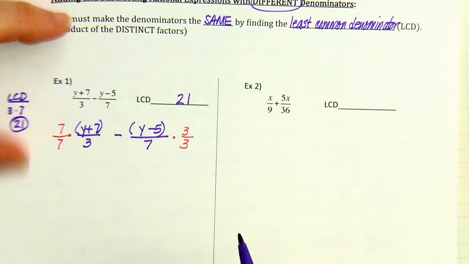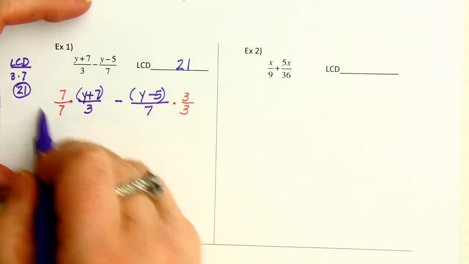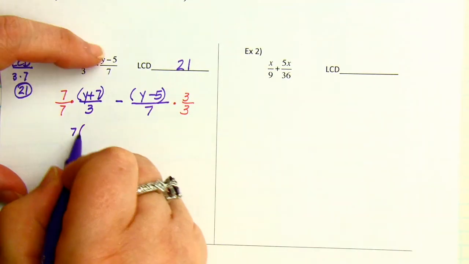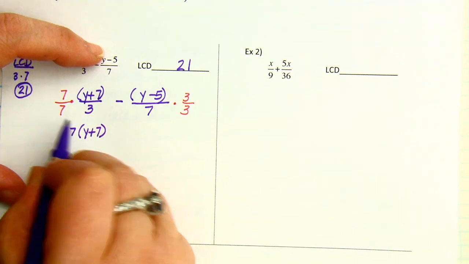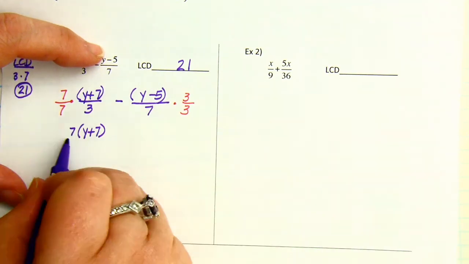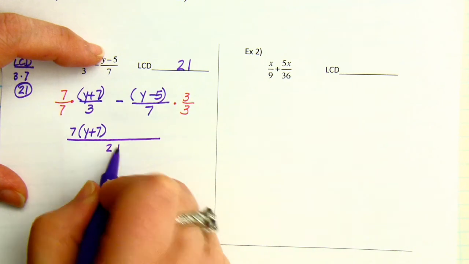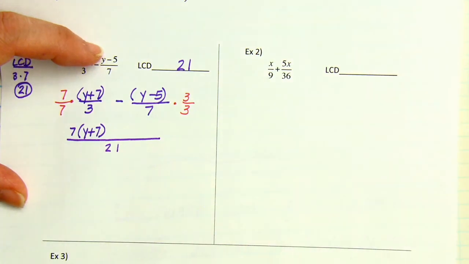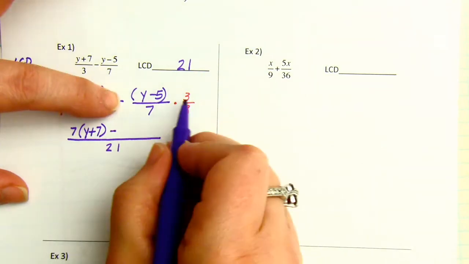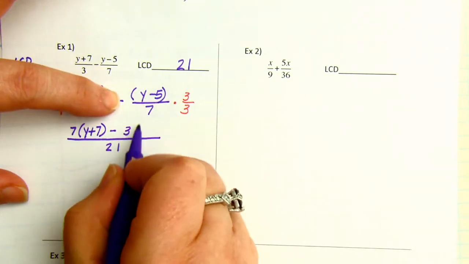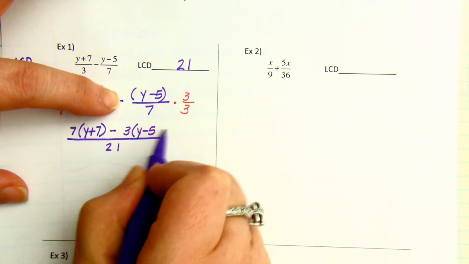The top, this fraction becomes 7 times the quantity y plus 7 over 21. Now, these are both going to be a 21, so I'm just going to write one single fraction bar over 21. The sign is negative, so it's subtract, and now I've got 3 times the quantity y minus 5 over 21.